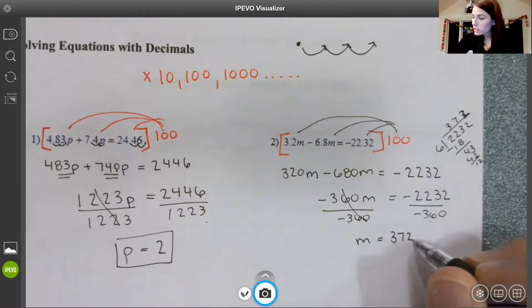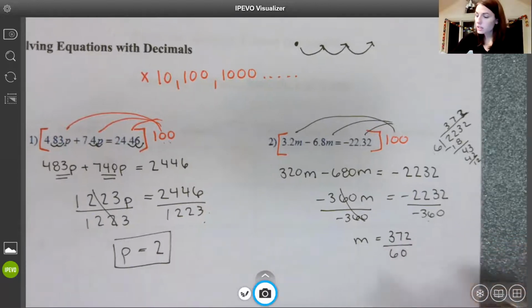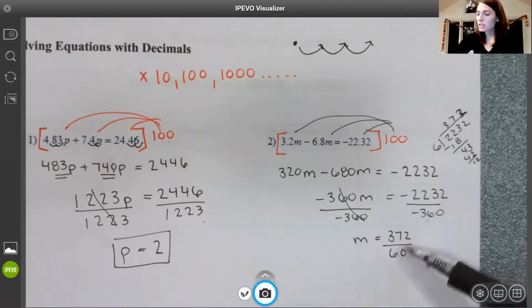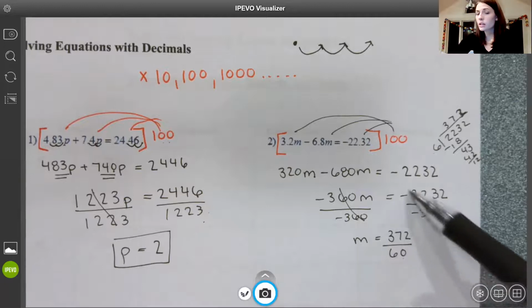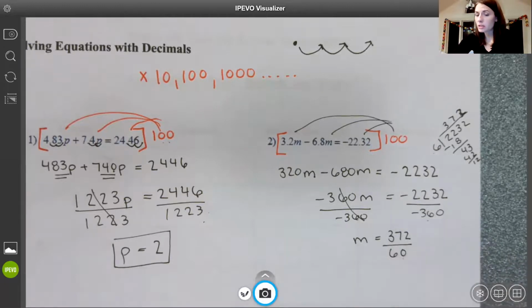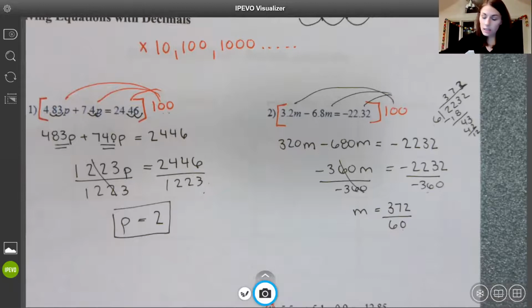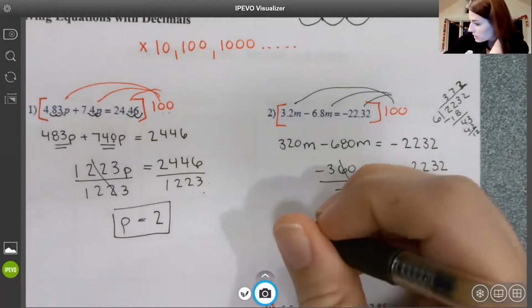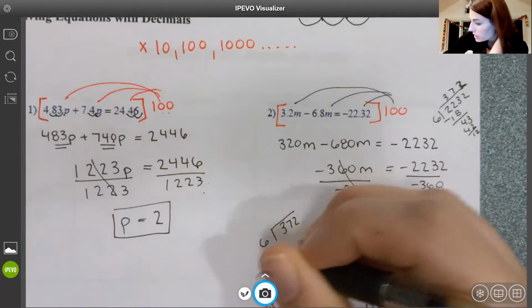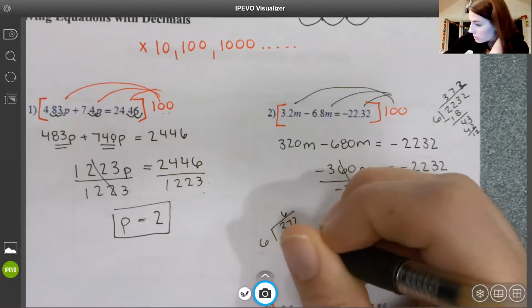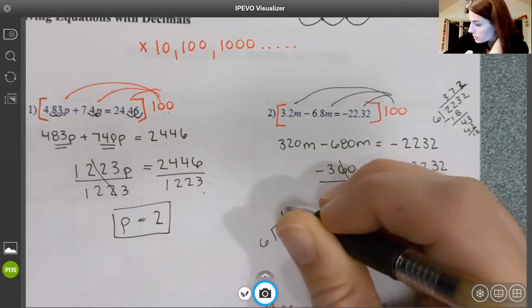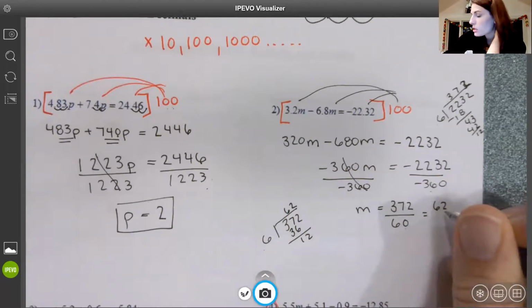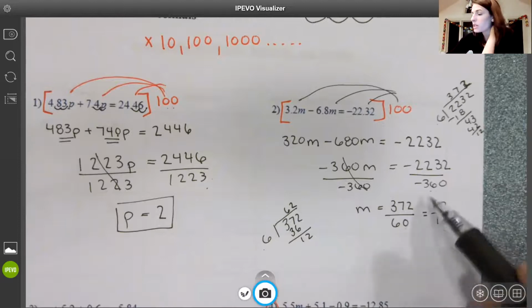So that's going to become 372 over 60. I'm just kind of giving myself a starting place. I can see that these are still even, so I can reduce more. I want you to notice that I also cleaned up negative over negative is positive. So let's see, dividing further. Can I divide that by 6 again? So 372 divided by 6 is 62, and 60 divided by 6 is 10. So yep, that's going to become 62 over 10, again dividing by 6.